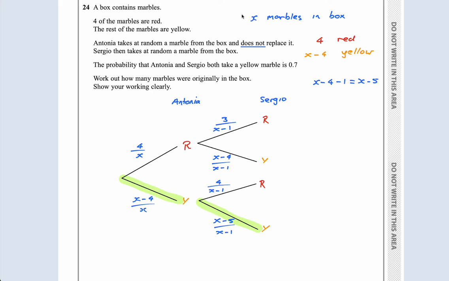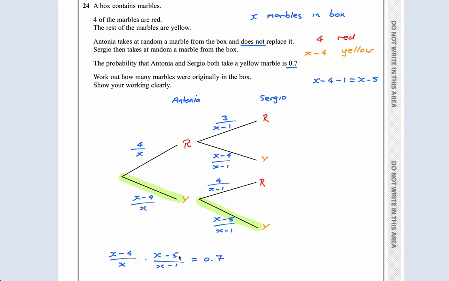yellow. So how do I find the probability of taking a yellow, yellow? Well, I multiply. It's X minus 4 over X times X minus 5 over X minus 1. This times this. And instead of telling us how many marbles there are, he tells us the probability. So we need to kind of go backwards, but it's still the same principle. This times this equals 0.7. Okay, now I just need to solve this equation and I get the answer.